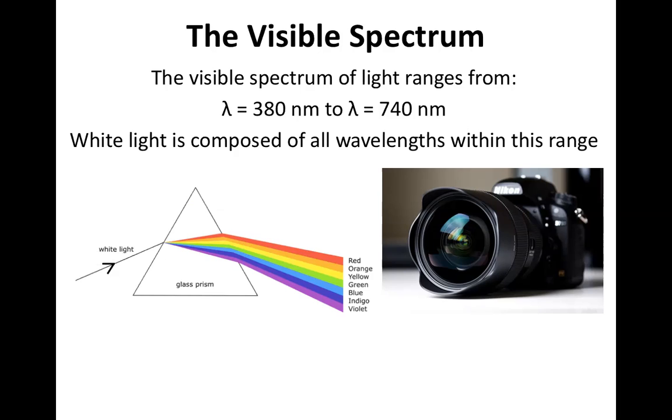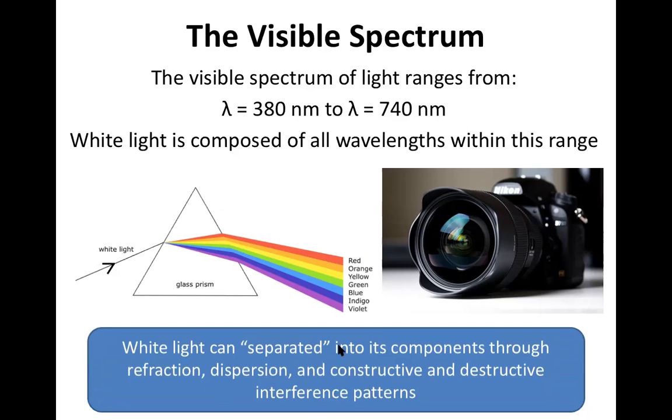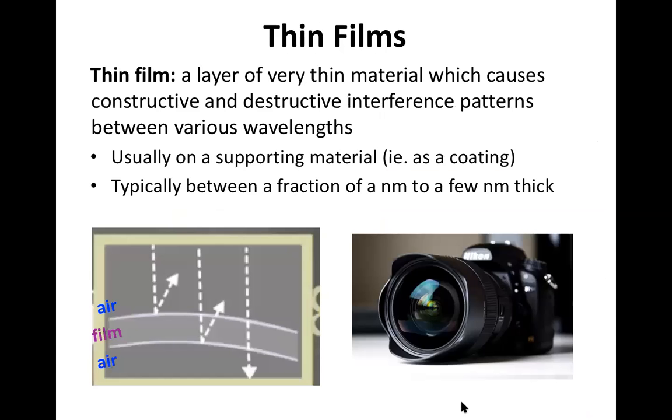of blue light. White light can be separated into its components through refraction, which we've seen before in this unit, dispersion, which we have talked about in this unit, and constructive and destructive interference patterns. We've never been seeing colors from constructive and destructive interference until today.